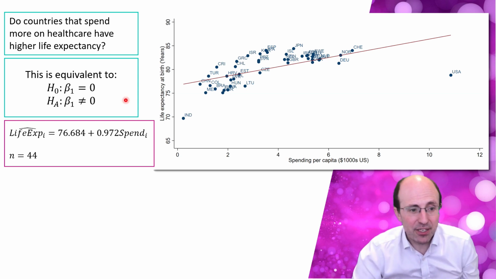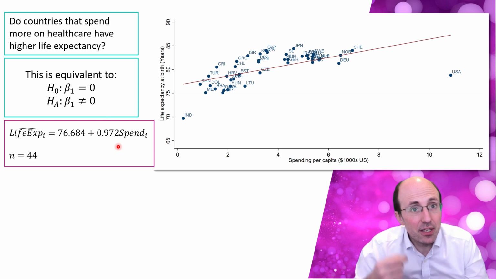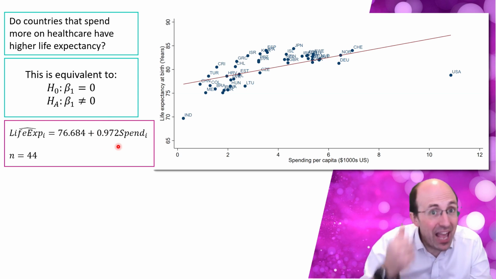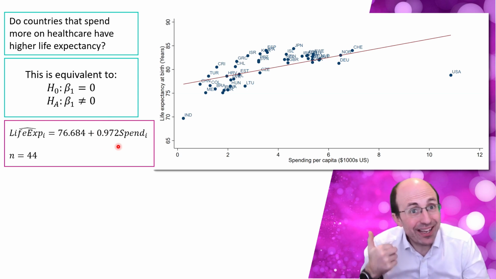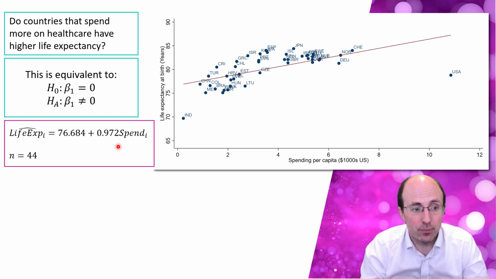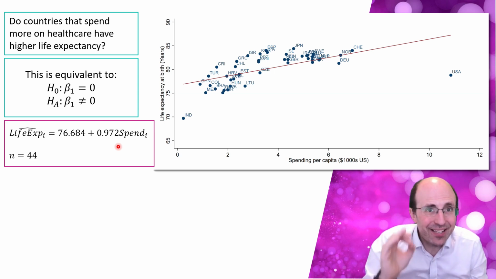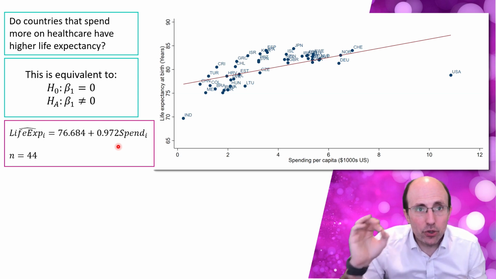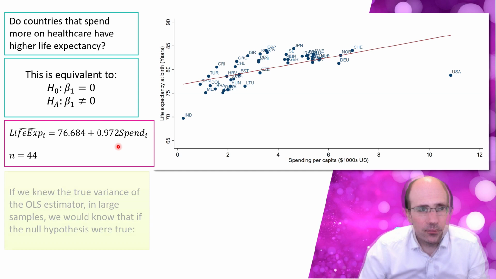We've got an estimated coefficient of 0.972. But the question is, does spending on healthcare have any impact on life expectancy? If spending on healthcare has no impact, that would be equivalent to beta 1 being equal to 0. So we want to try and test the hypothesis that the true population beta 1 is equal to 0.